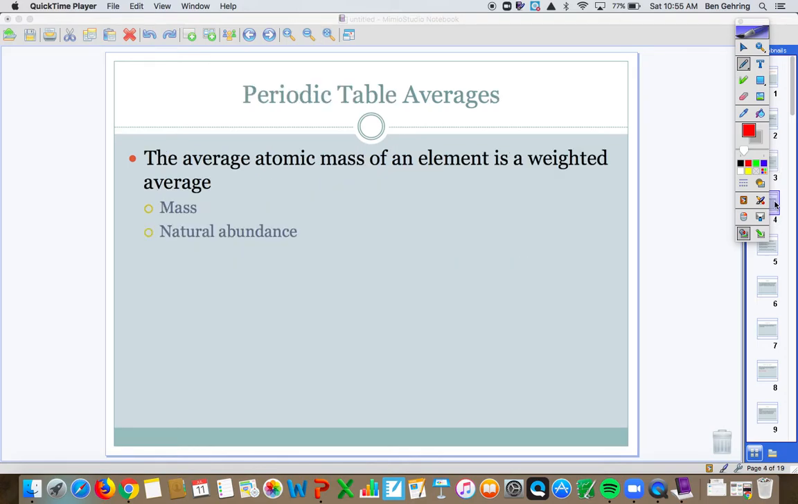When we talk about the periodic table and the average atomic mass of an element, we are talking about what is called a weighted average. Meaning there are two things you need to have: one, the mass of the isotope, and two, the natural abundance, or how common that isotope is. It's expressed as a percentage. We call this natural abundance or percent abundance.